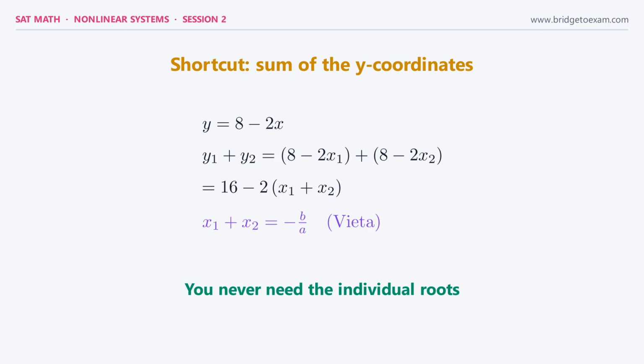So you never need the individual roots at all. You find the sum of the x's from the coefficients, plug it into the line relationship, and you're done. This turns a 3-minute problem into a 30-second one.